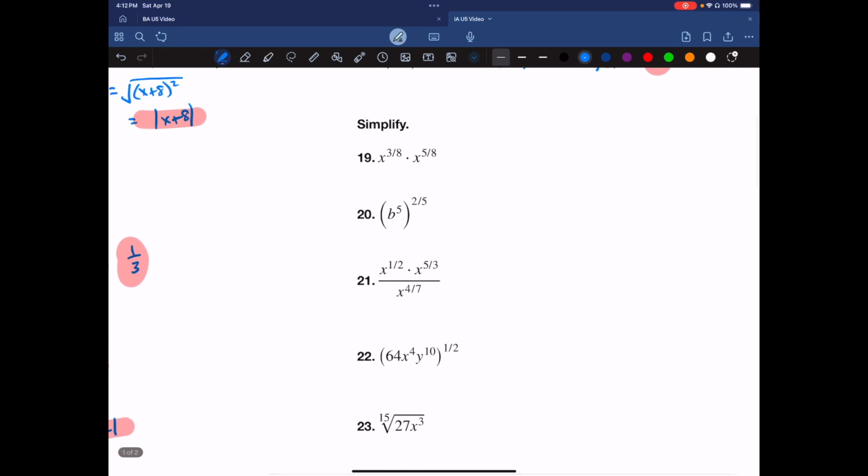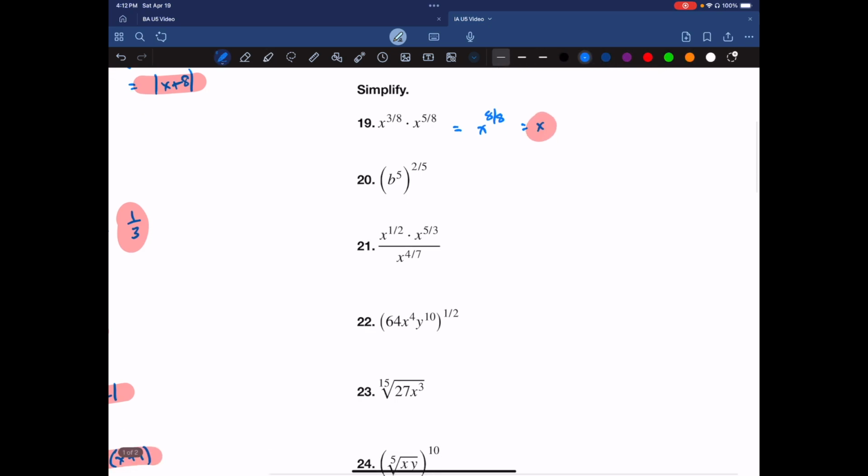On 19, when you multiply like bases, you add the exponents. So when you add the exponents here, you got 3/8 and 5/8. It's going to be 8/8, which is x to the first, so that's just x. On 20, when you raise a power to a power you multiply, so you got b to the 5th times 2/5, and remember those cancel, so I'm just left with b squared.